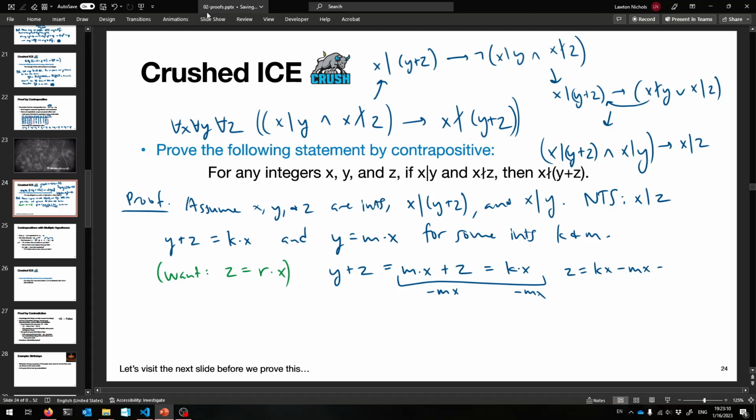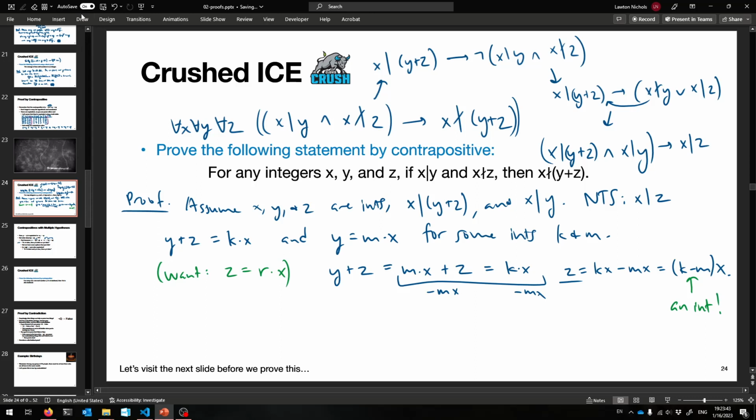And I can factor out an x there. That's equal to k minus m times x. And think about what I need still, right? I need to show that z is equal to some integer times x. Doesn't matter what the integer is. What have I just done? Ooh, z is equal to some integer times x, because k is an integer, m is an integer. If you subtract integers, you're still left with an integer. Call that r. You see how the proof goes through there? Subtract two ints, you still got an int.